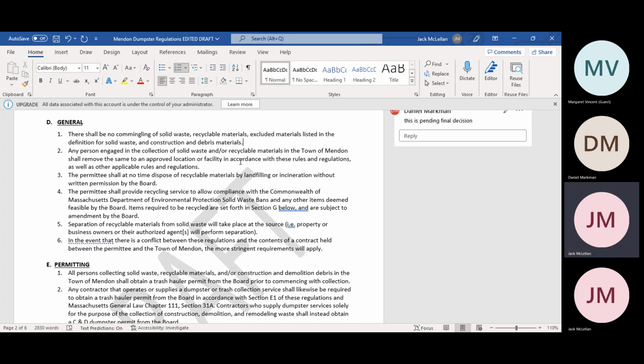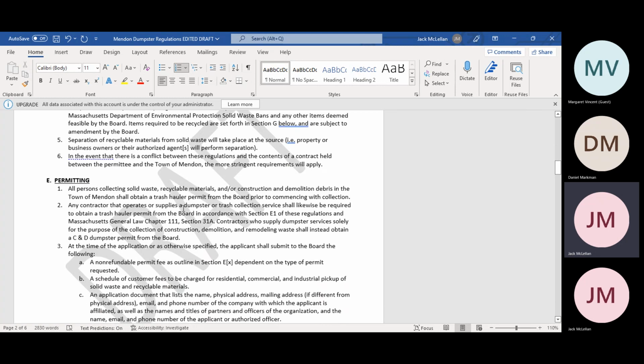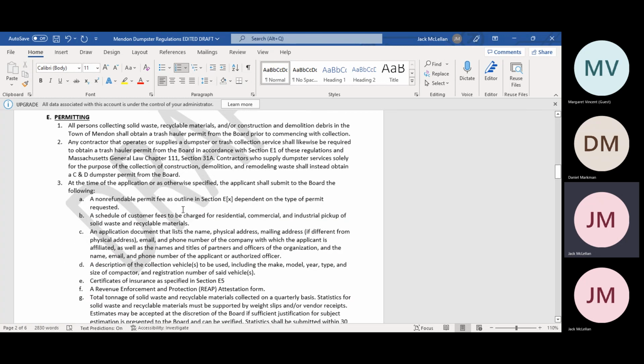Any other comments on section D, general? Nope. Okay, so we just have that one change of the X to a G. All right, let's move on to the next section, permitting.